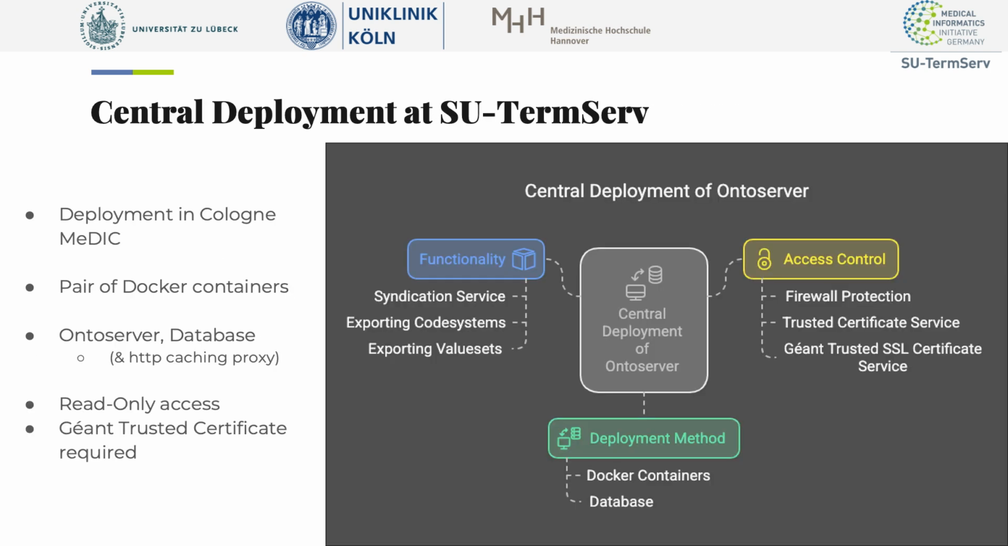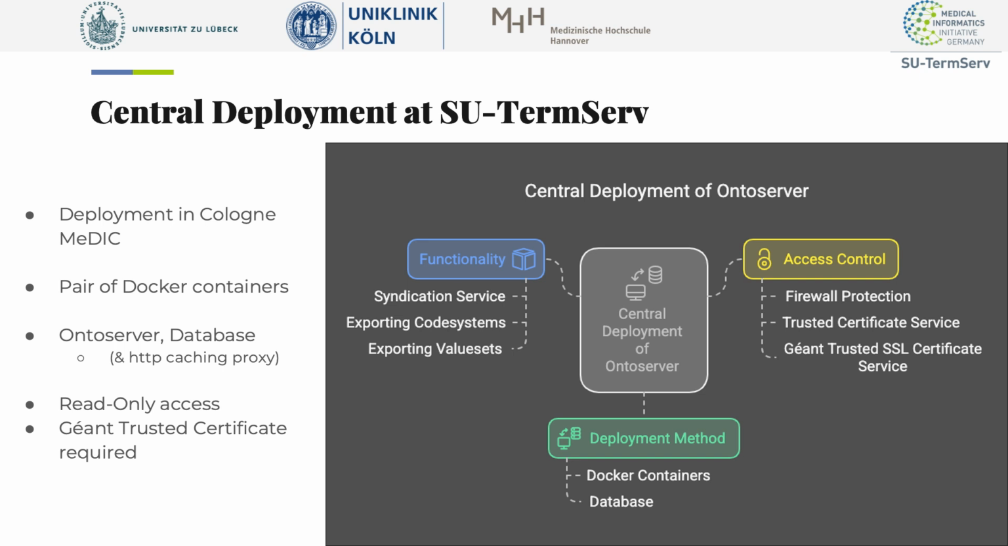In contrast to the local deployment, the central deployment serves a broader purpose by providing read-only access to terminology data. Similar to the local setup, it uses a pair of Docker containers running Ontoserver and a database with an optional HTTP caching proxy. However, read-only access ensures that users can retrieve terminology content without modifying the central repository. To maintain security, access requires a trusted certificate, ensuring that only authenticated users can interact with the system.